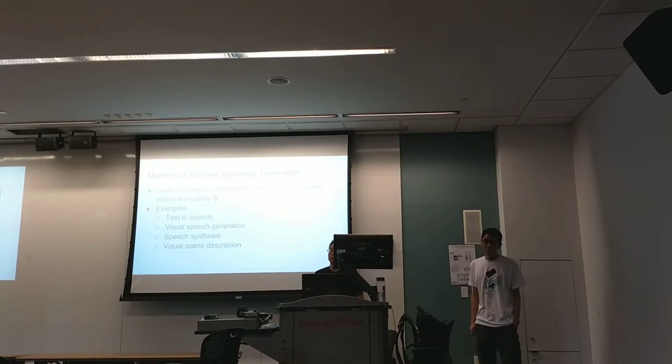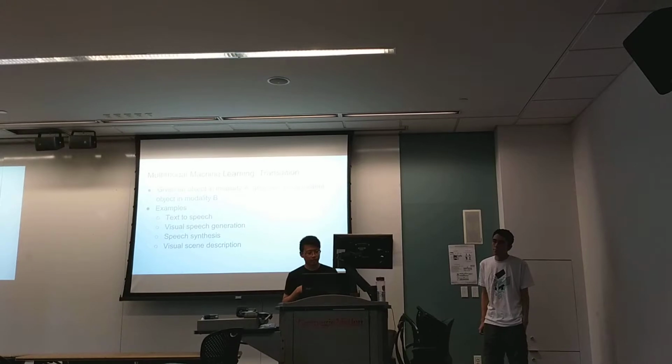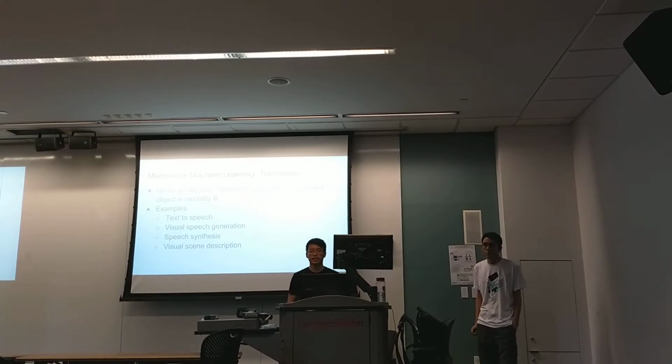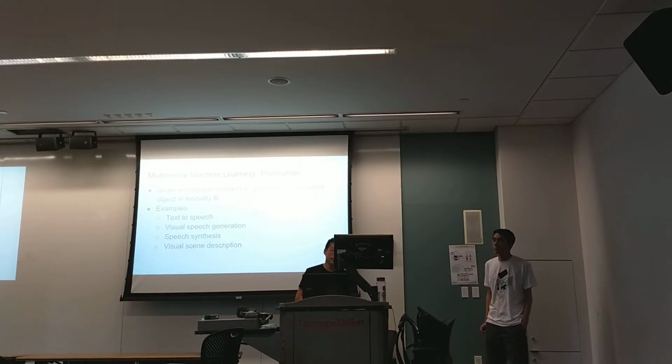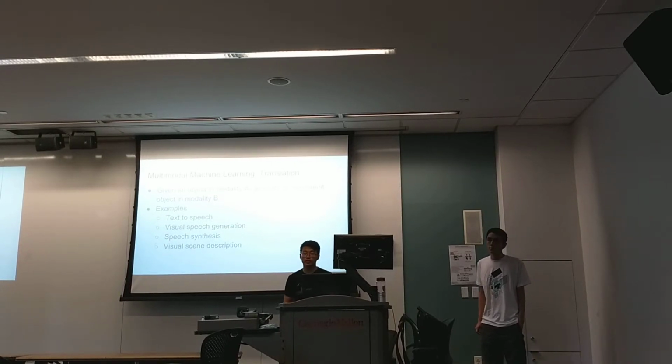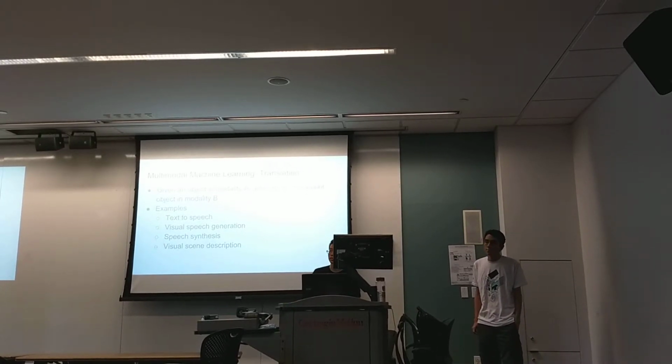So I'll give more details on research that's being done in the area of translation. So in translation, you're given an object in modality A, such as text or images or video, and you want to generate an equivalent object in modality B. Some examples of this are text-to-speech, visual speech generation, speech synthesis, and visual scene description.